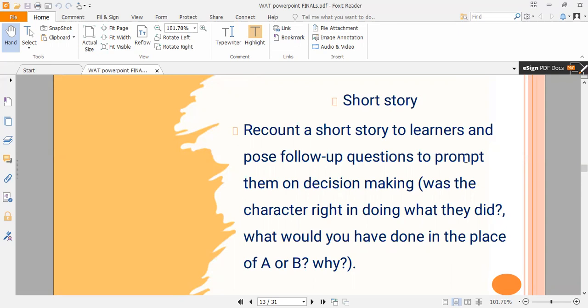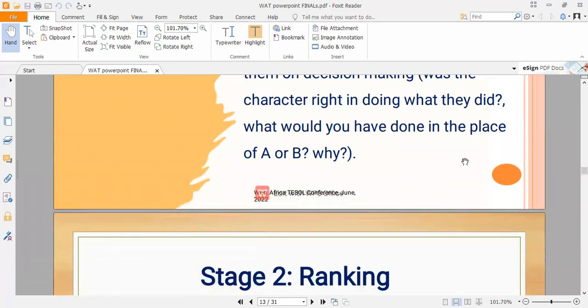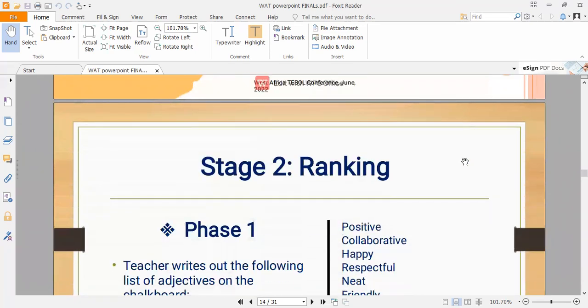At the end of the story, they were able to express their opinions, to tell us if they thought that the girl did well, if they thought that the girl did the right thing, what they would have done in the place of that girl, and why they would have taken that particular decision. So this short story was not just for the sake of telling stories, but to prompt our students in decision making. By so doing, they were able to express themselves orally without thinking of the risk involved in oral productions.